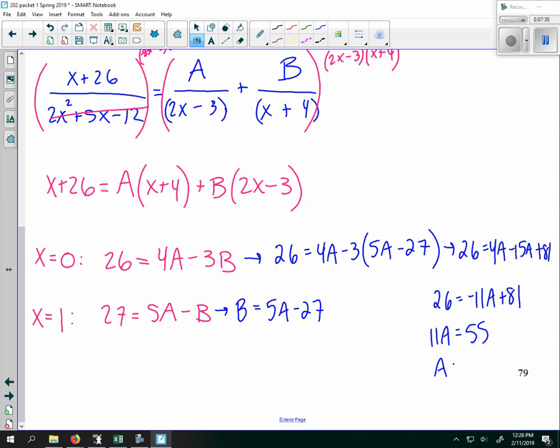So I get a equals 5. And then to get b, just go to the other equation, and we get b equals 5 times 5 minus 27. So b equals negative 2.